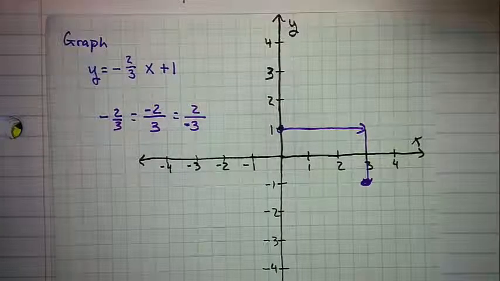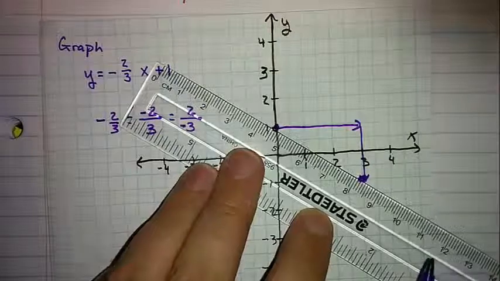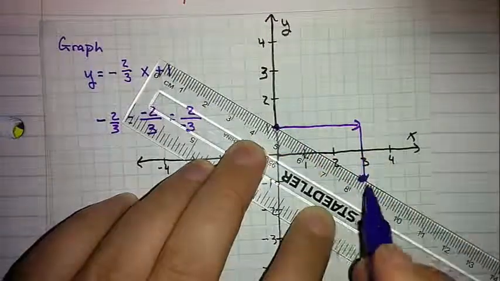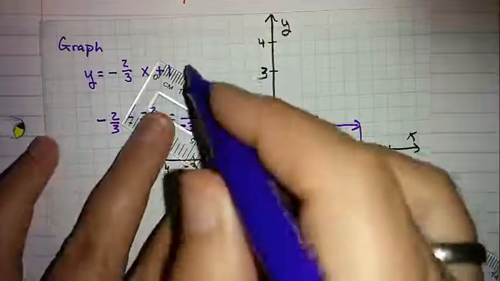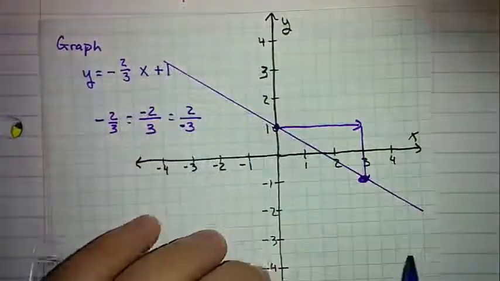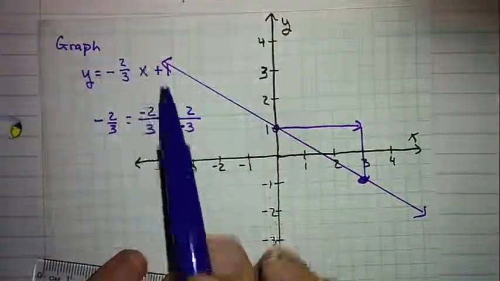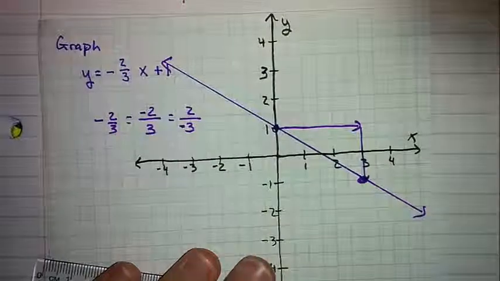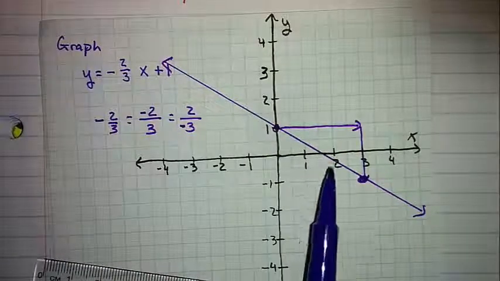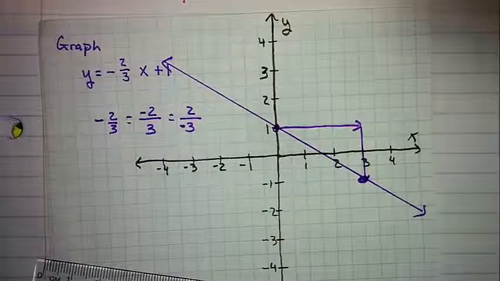That's 2 points. Now again, we just take our ruler, line it up with this point, line it up with this point, and draw. Notice when we draw a line, we draw it extending pretty much to the edges of our graphing area. We don't just draw it in between the 2 points, because lines extend all the way in either direction.